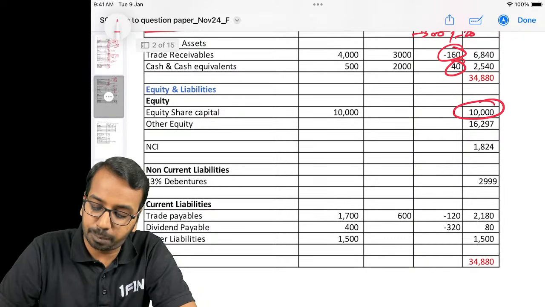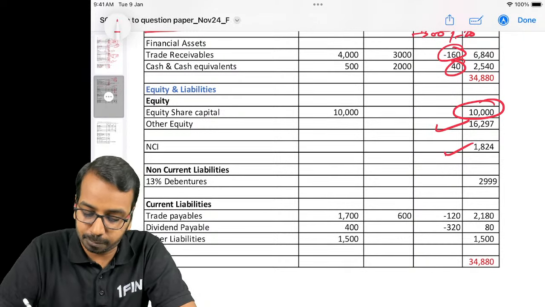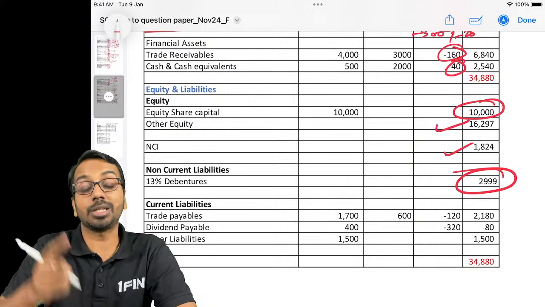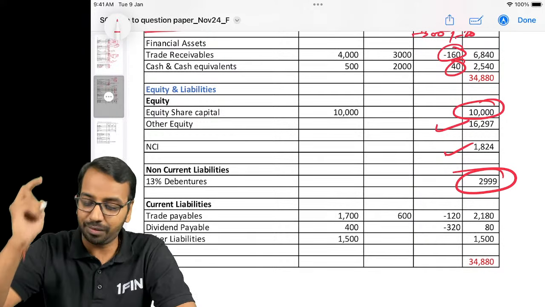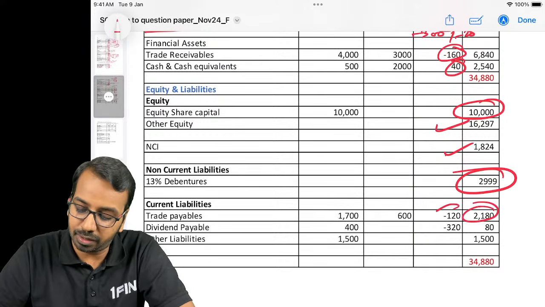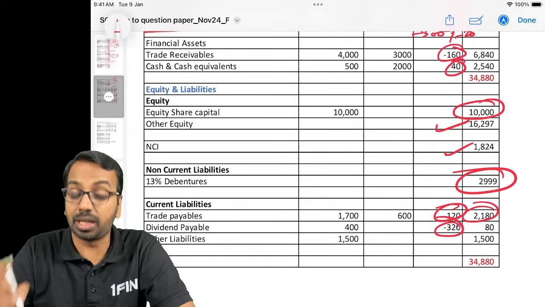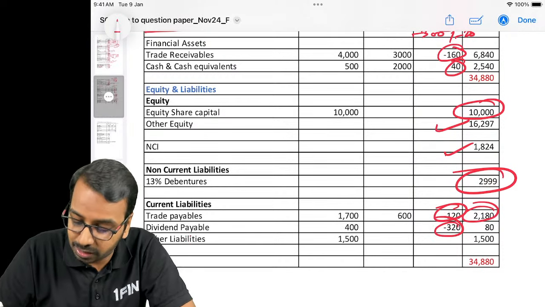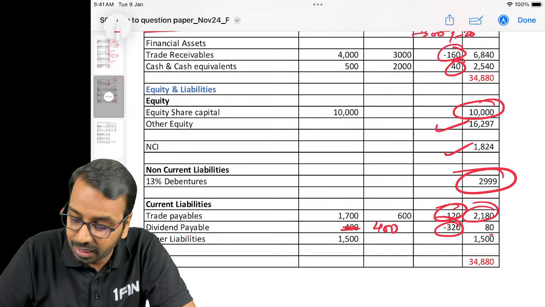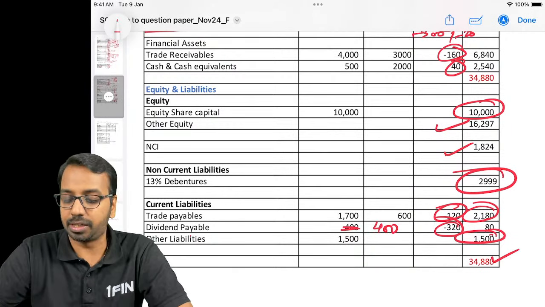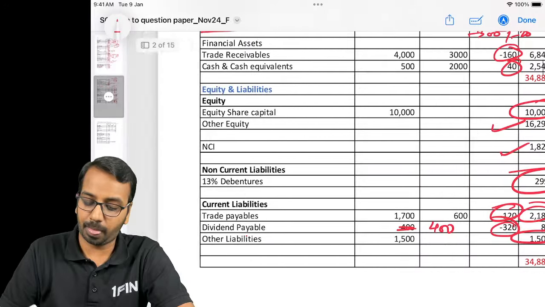Then equity share capital of the parent, this comes from the working note. 13% interest 2999, because out of 3000, 1 lakh I have written off. Trade payables 2180, adjusting 120. Dividend payable 320, the intercompany 320 has to be adjusted. This is not here, this is actually here, 400, and these are the liabilities. So 34880 is the closing balance.